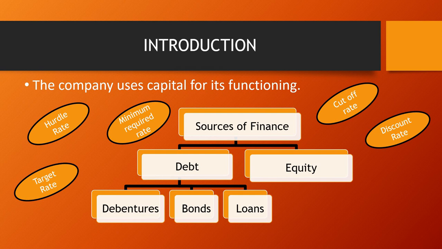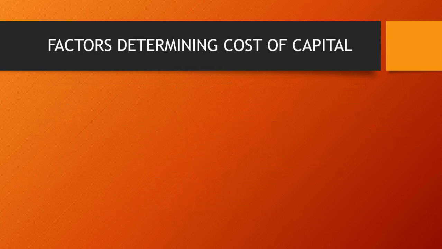So there are various factors on which it depends whether I should borrow by way of debentures, or borrow by way of equity, or borrow by way of bonds, or borrow by way of loans. I should invest my own money. I should borrow by preference shares. So let's discuss what the factors are which determine your cost of capital.